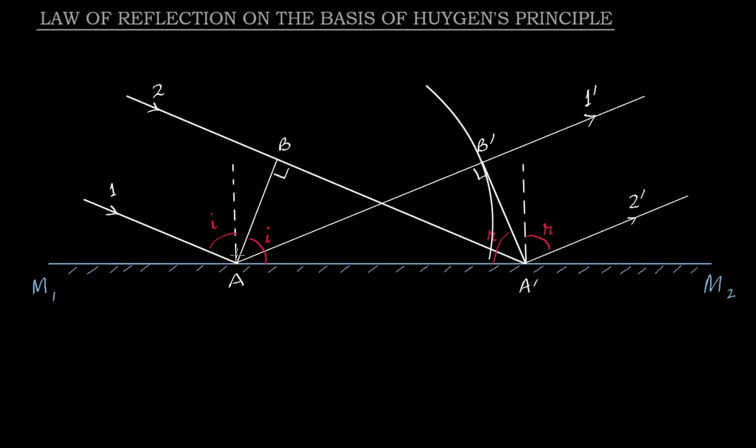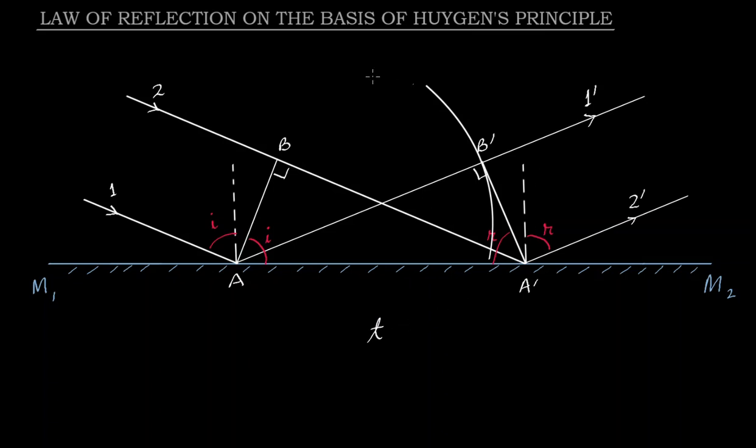Let's say we consider a secondary wavelet from point B. This secondary wavelet will travel and reach A dash. It will strike the mirror at A dash, let's say after T seconds, or after time T.